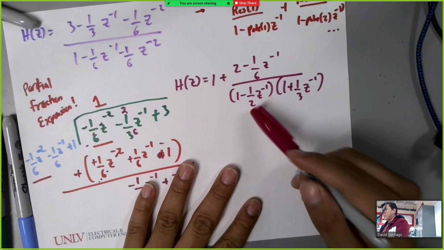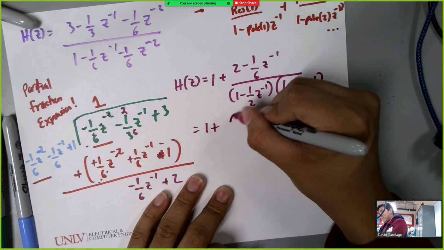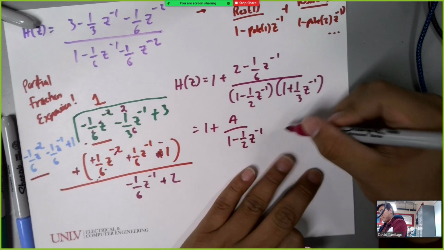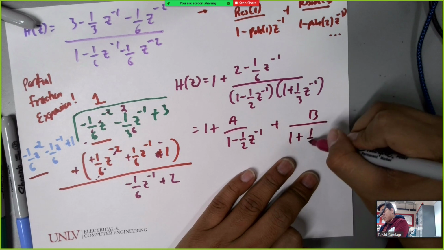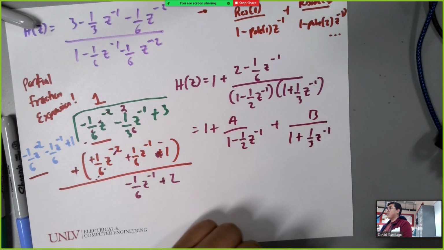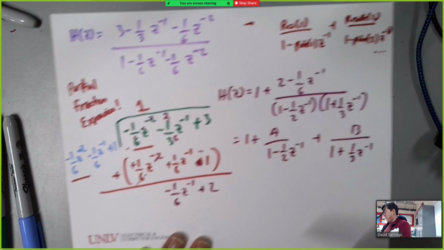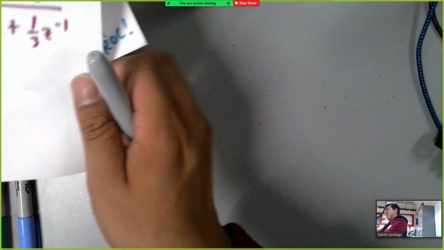So now that we have our poles, I'm going to rewrite it as the following. 1 plus A over (1 minus 1 over 2 z to the minus 1) plus B over (1 plus 1 over 3 z to the minus 1). Cool? And now we're going to do that Heaviside stuff, but I've got to do it on the other page because this is going to be messy. And I want to show everyone how I do it. And maybe you can copy this too.